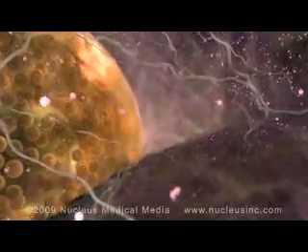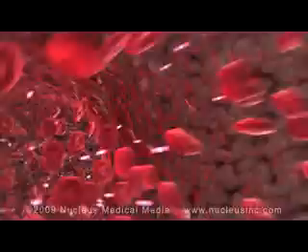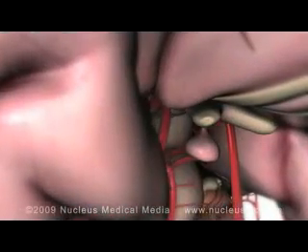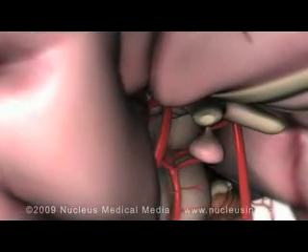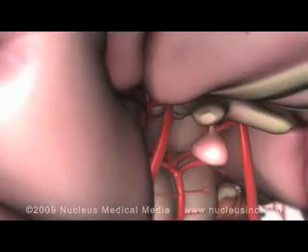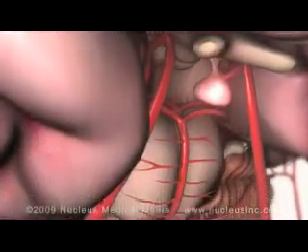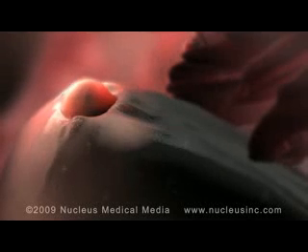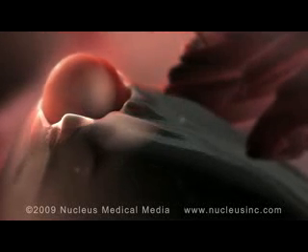Around day 12, the follicle secretes a large amount of estrogen into the bloodstream. When the estrogen reaches the hypothalamus and the pituitary gland in the brain, the anterior or front part of the pituitary gland releases a huge surge of luteinizing hormone into the bloodstream. Around day 14, luteinizing hormone causes the follicle to undergo a sudden growth spurt.